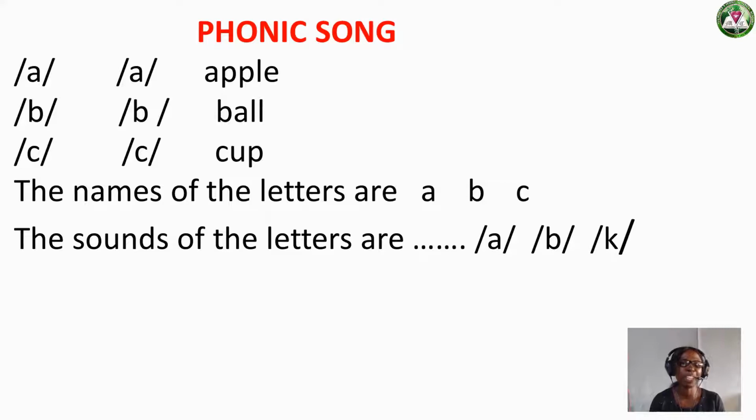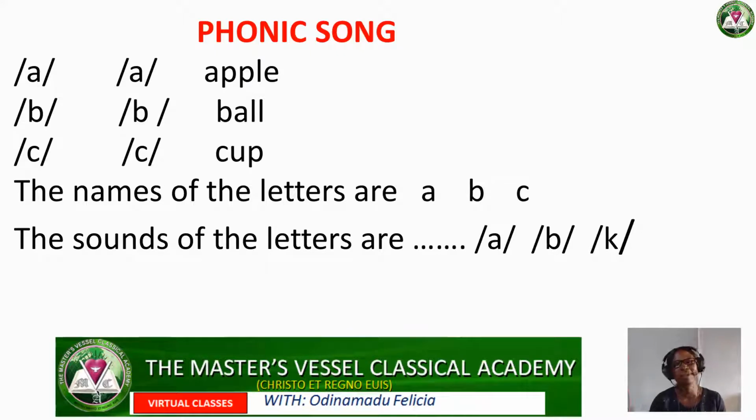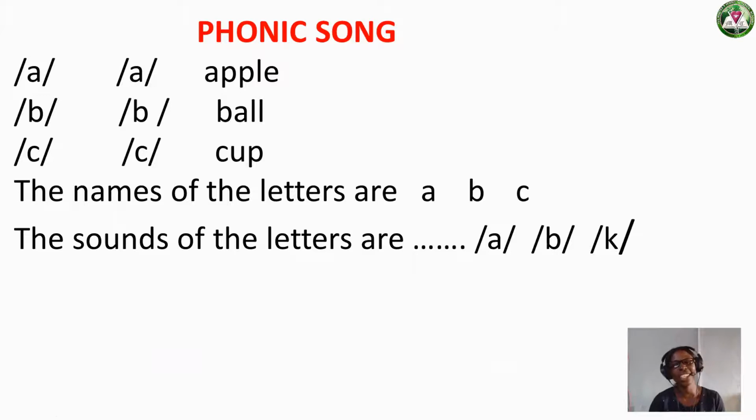Apple, ball, cup. The names of the letters are A, B, C. The sounds of the letters are A, B, K. Now let's take it again. Apple, ball, cup. The names of the letters are A, B, C. The sounds of the letters are A, B, K.